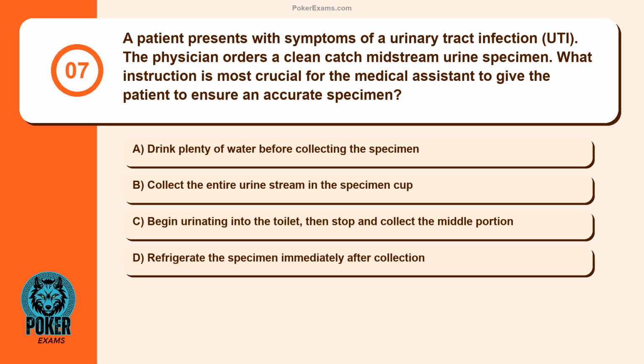Drink plenty of water before collecting the specimen. Collect the entire urine stream in the specimen cup. Begin urinating into the toilet, then stop and collect the middle portion. Refrigerate the specimen immediately after collection.